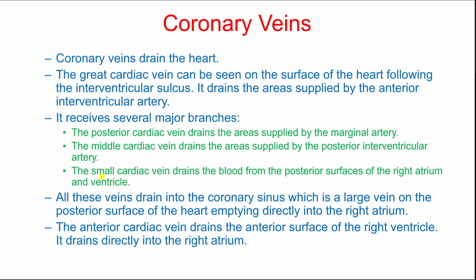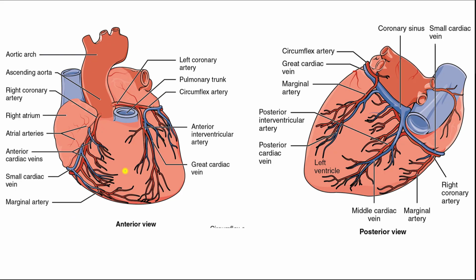And that is the coronary veins. We have 3 or 4 cardiac veins we need to be aware of: the posterior cardiac vein, middle cardiac vein, and small cardiac vein. On the image, we can start with the great cardiac vein. The great cardiac vein is on the anterior side of the heart, walking along the anterior interventricular artery. This will drain blood from the anterior side of the left ventricle.